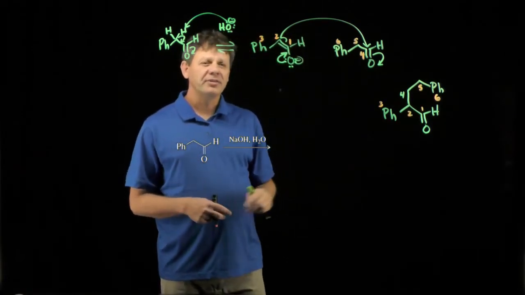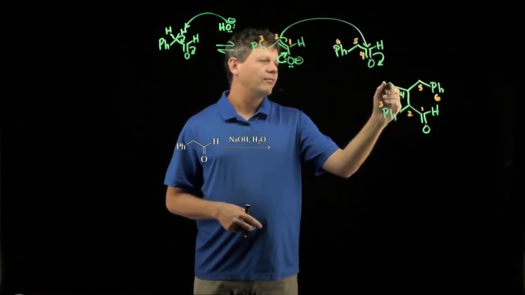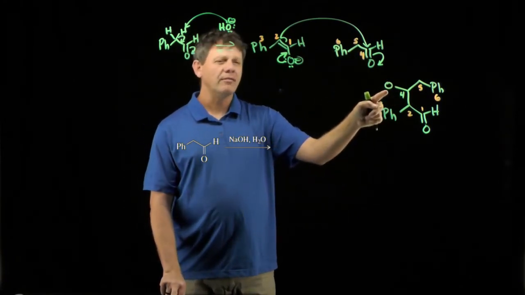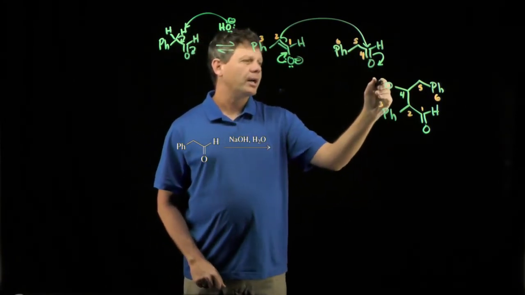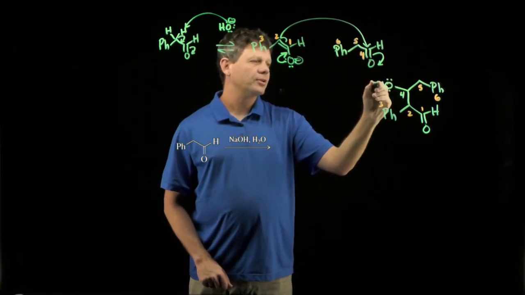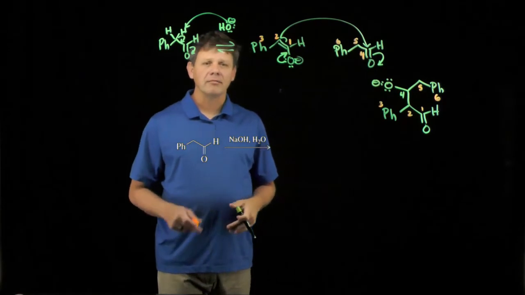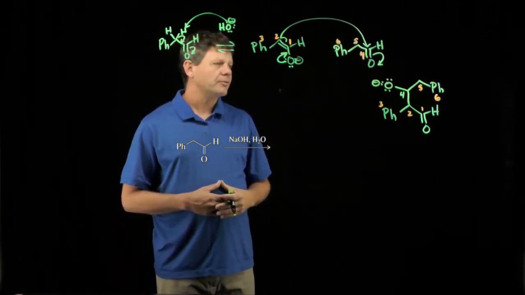All right. What else is at carbon 4? We now have the oxygen. We originally had a carbon-oxygen double bond. Now we have a carbon-oxygen single bond. Those pi electrons are now on the oxygen, and so that oxygen has a negative charge. This is the product of the first step of this reaction.